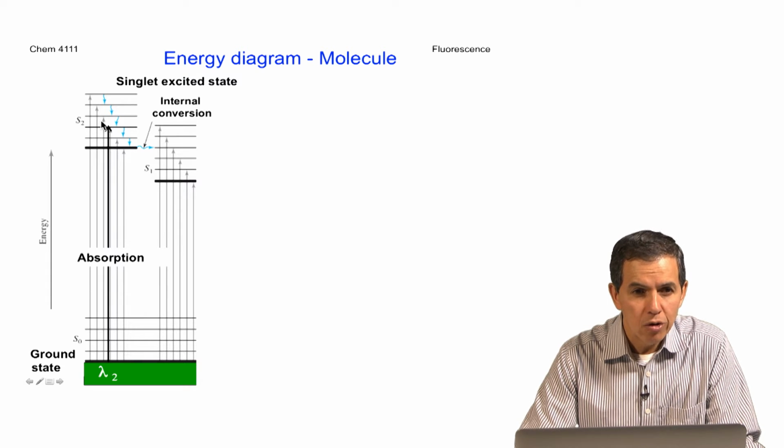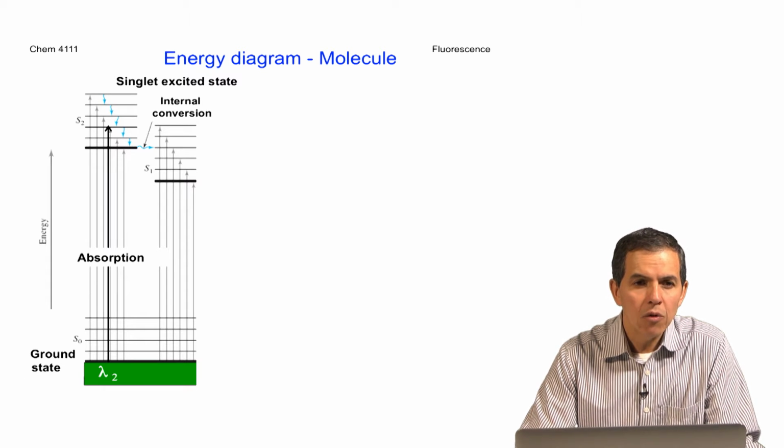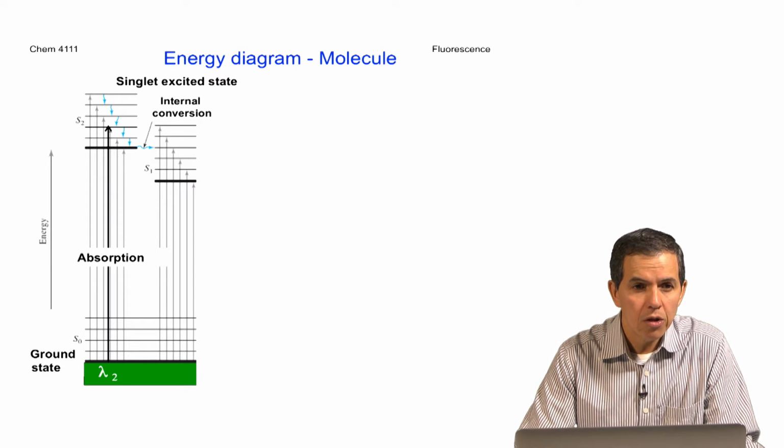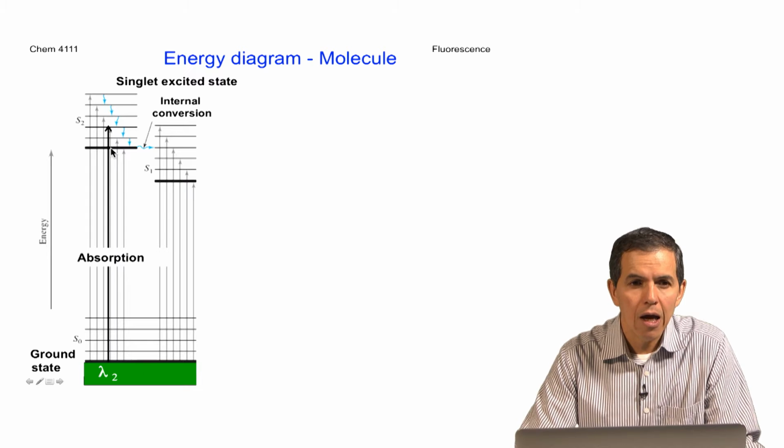This process of absorption is extremely fast. It happens in the order of femtoseconds. A femtosecond is 10 to the minus 15 seconds. And once light is absorbed, there is another process called vibrational relaxation that happens very quickly as well, in the order of 10 to the minus 12 seconds, or a picosecond, that brings basically all the molecules to the lowest vibrational state possible, represented by this thick dark line.